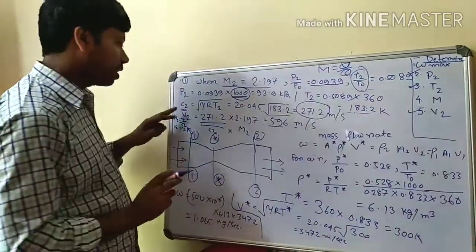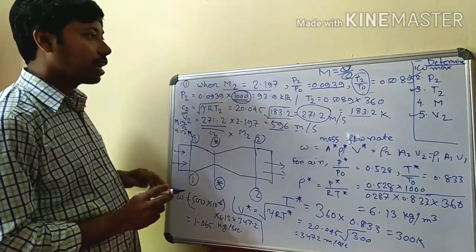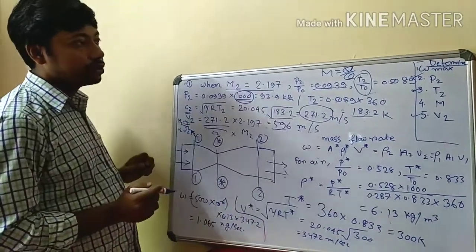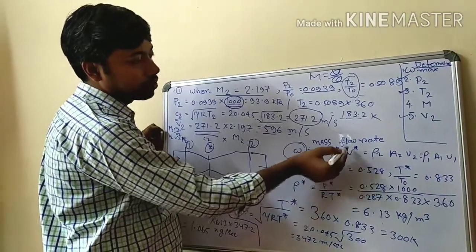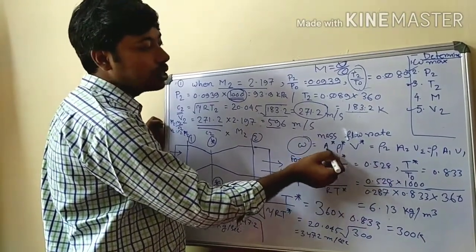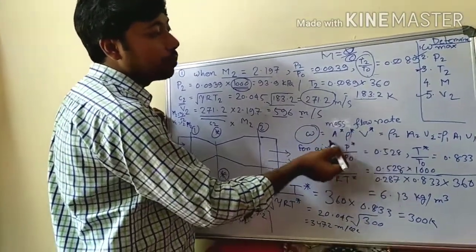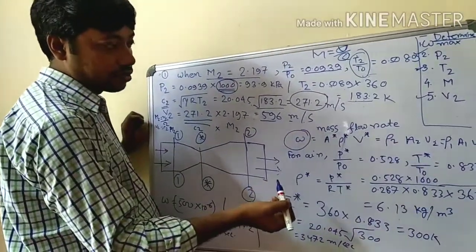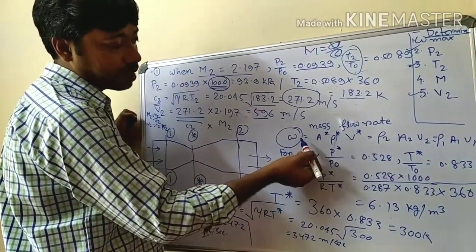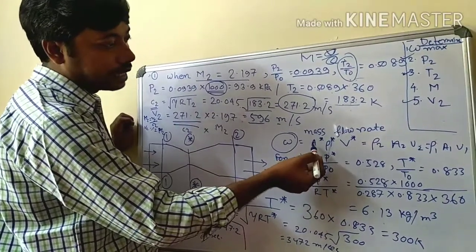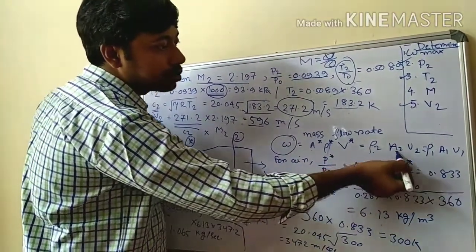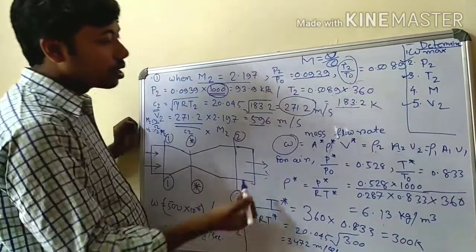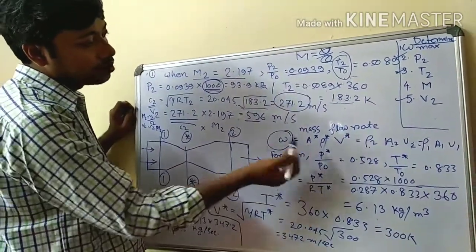Now the second part is that you have to calculate the mass flow rate. You know the mass flow rate is from the continuity equation, rho into A into V. When you calculate the maximum mass flow rate that you can get, that will be rho star into A star into V star, which equals rho 2 into A2 into V2, from the continuity equation. So from that equation you can calculate the mass flow rate.